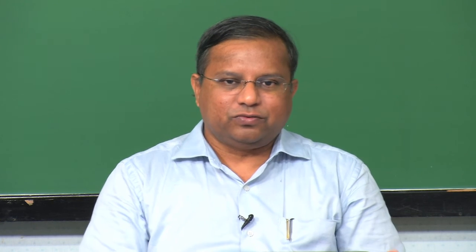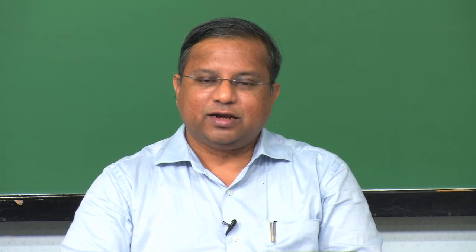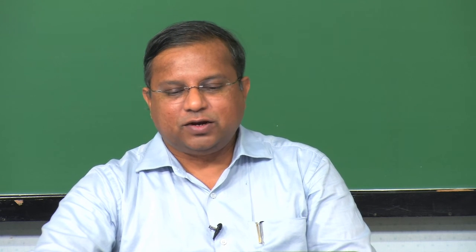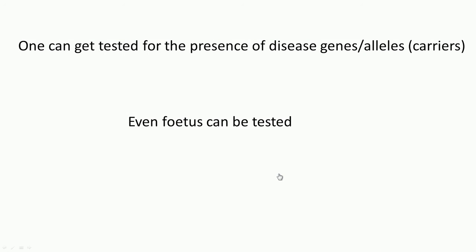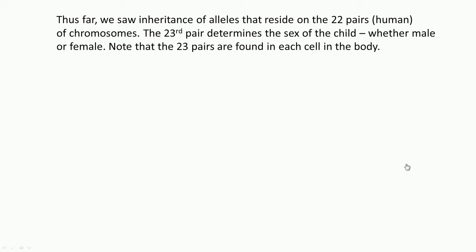One can get tested for the presence of disease genes and alleles, whether you are a carrier or not. If you have the disease, you know that your genotype could be a certain way. If you don't have the disease, you would like to know whether you are a carrier, whether you are going to pass it on to the next generation. One can do that. Even fetuses can be tested through procedures called amniocentesis or chorionic villus sampling, called CVS. These two are done, especially for disease kind of a situation, and so on.